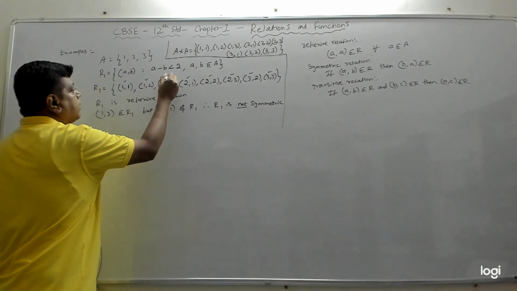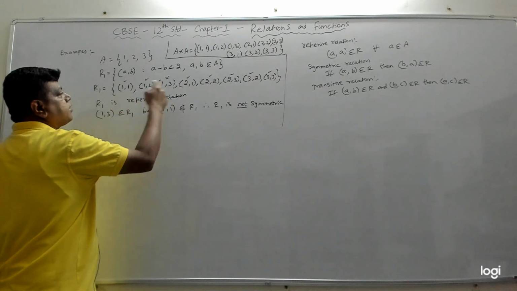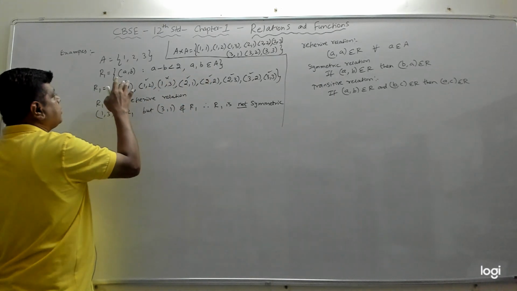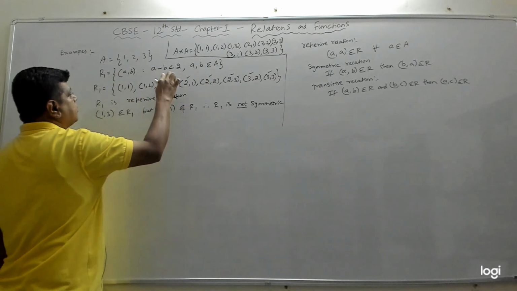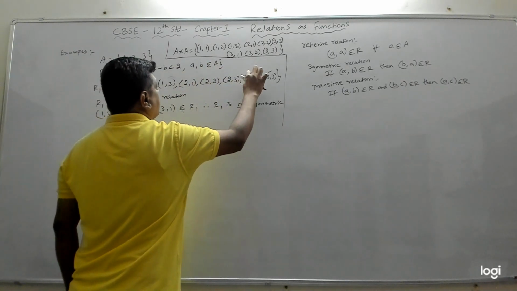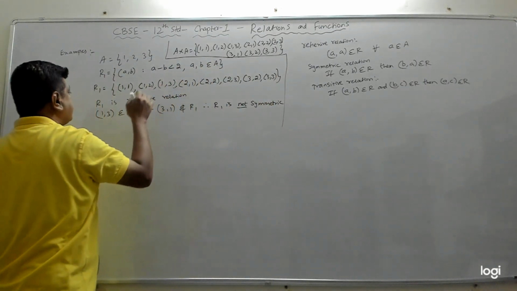So here it is failing. This is failing. All others are tick. Only this is failing. Therefore, it is not symmetric. Fine. Now let's check for transitivity. Transitivity, how do we check?